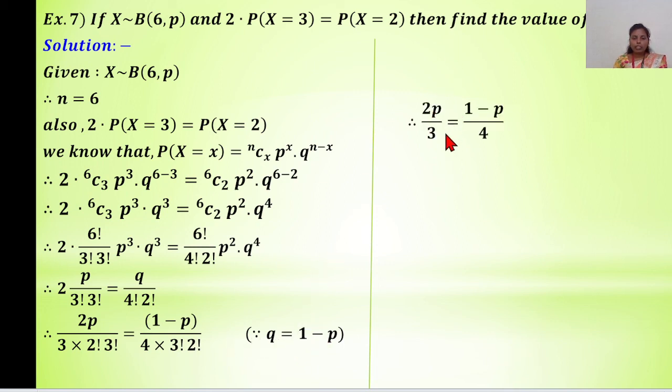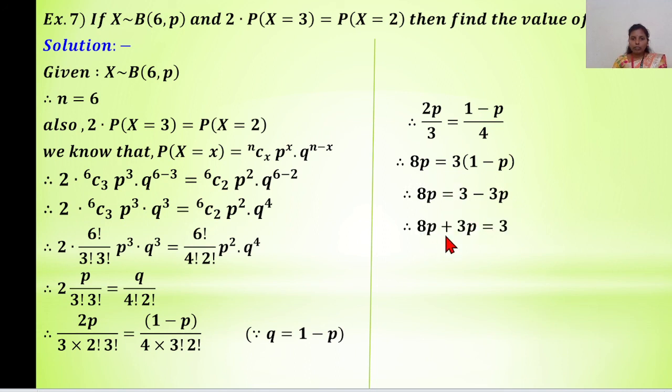Therefore 2p divided by 3 is equal to 1 minus p divided by 4. Therefore here we take cross multiplication. Therefore 8p is equal to 3 into 1 minus p. 8p is equal to 3 minus 3p. Therefore 8p plus 3p is equal to 3. Adding these two terms, we get 11p is equal to 3. Therefore p is equal to 3 by 11.